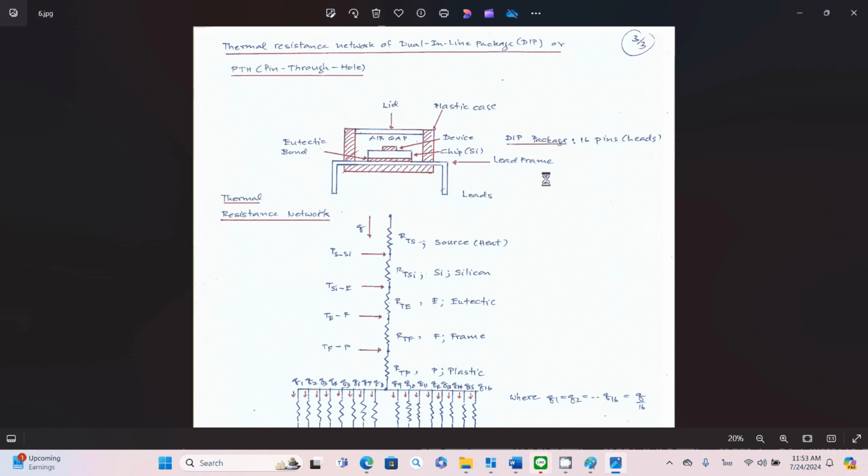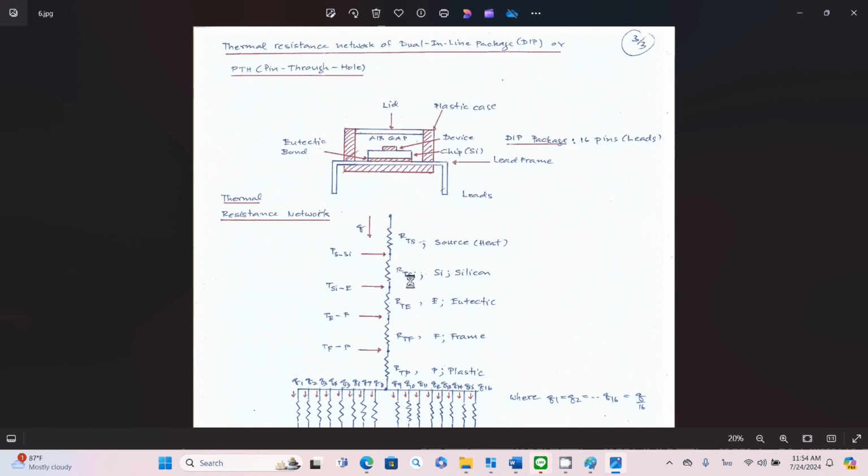The first thing to start, because we want to analyze the thermal transfer in your package, you need to draw your thermal resistance network by the principle that the heat will flow from the higher temperature to the lower one. So your heat that's generated by your device, in terms of a transistor, in terms of a resistor, etc., that heat will flow from the top to the bottom, and that's why you have your thermal resistors in series. You have RTS, that's the source heat.